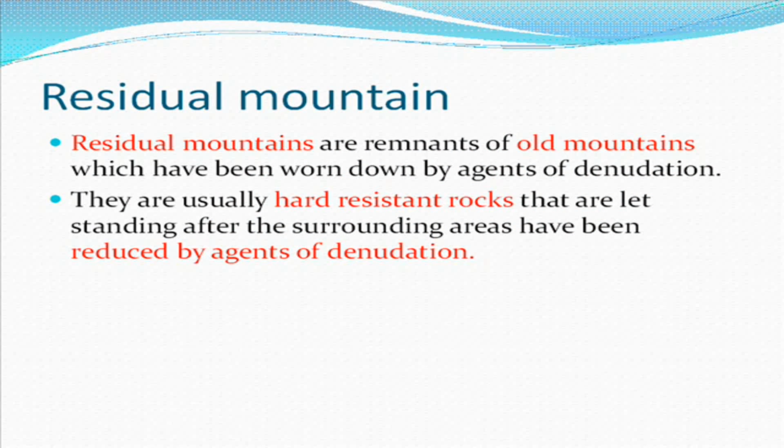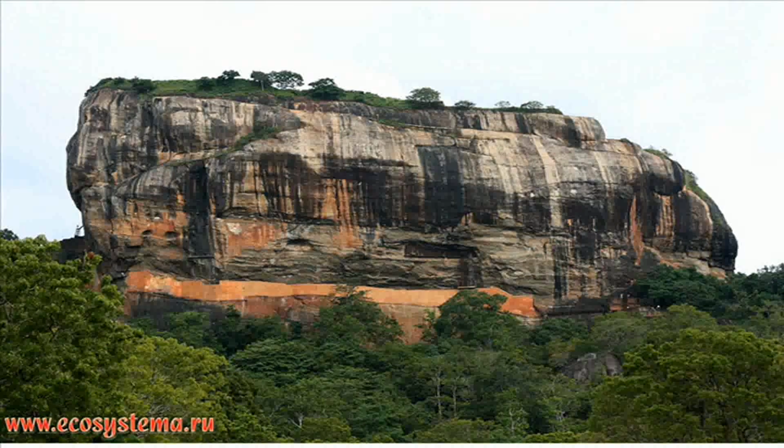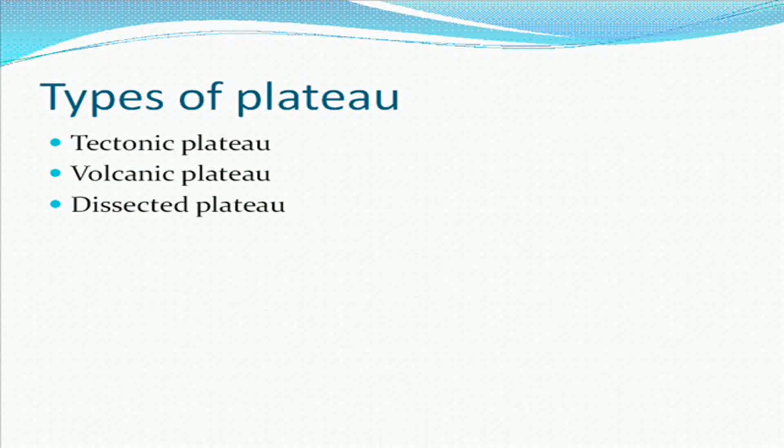Residual mountains are remnants of old mountains which have been worn down by agents of denudation. They are usually hard, resistant rock left standing after the surrounding area has been reduced by agents of denudation. The surroundings are worn away by denudation and the remaining rock is called a residual mountain. They are highly resistant. The remaining mountain is called a residual mountain.